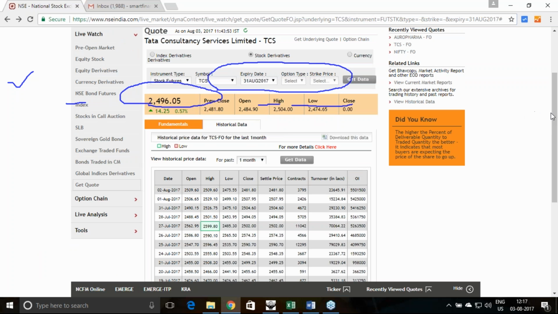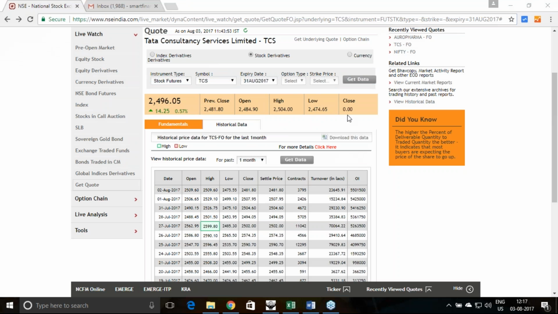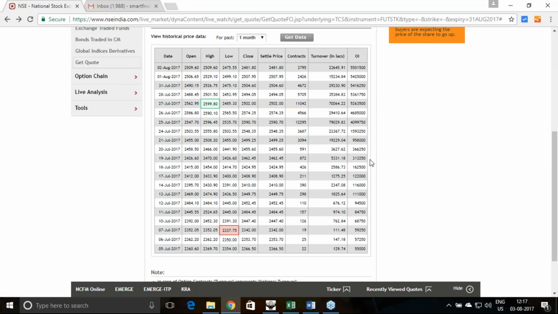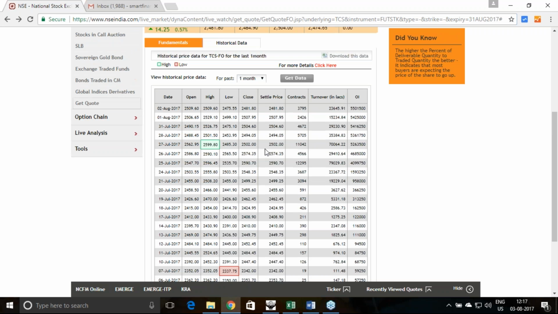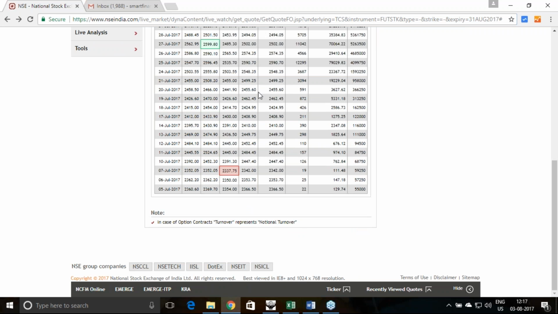TCS is currently trading at 2496, August data. I have taken the past 12-month data. Whenever you are going to form the strategy, at that time itself you take the estimation, because you are going to hold that strategy, so your reference may be different.